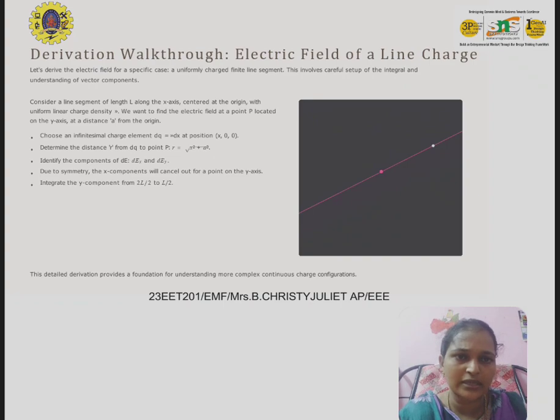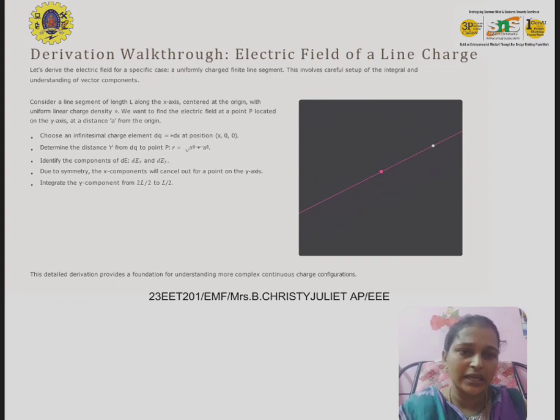So by integrating, we can get it as L by 2. Here for this line charge, we can have the electric field equation as dE equal to dq by 4 pi epsilon naught r square. Here this is rho L dL. So here the dL value is L by 2.